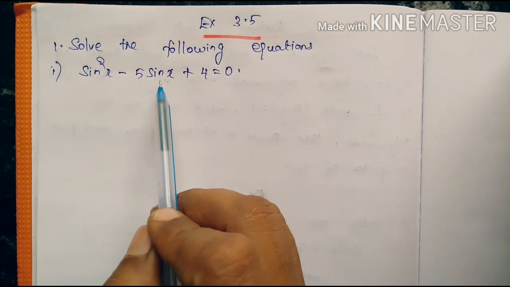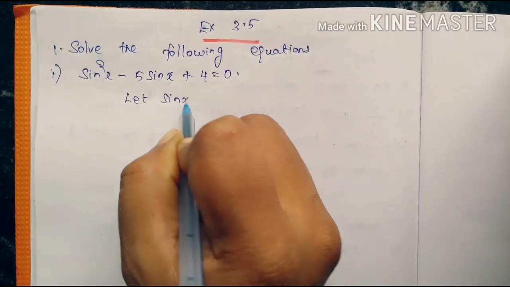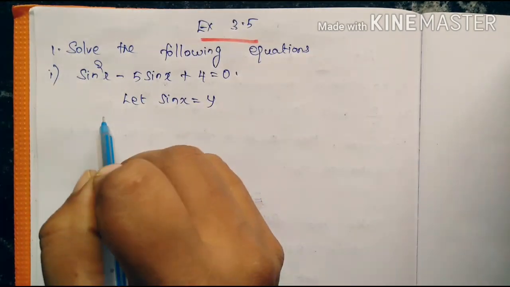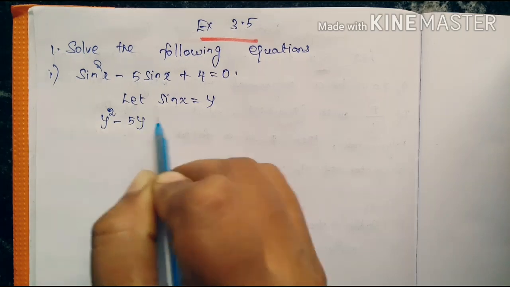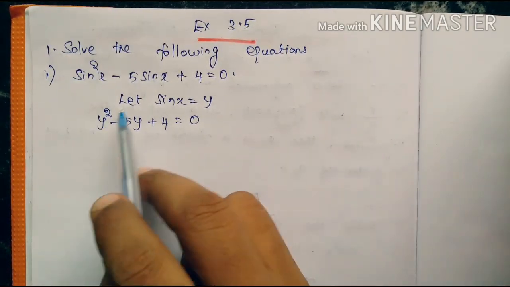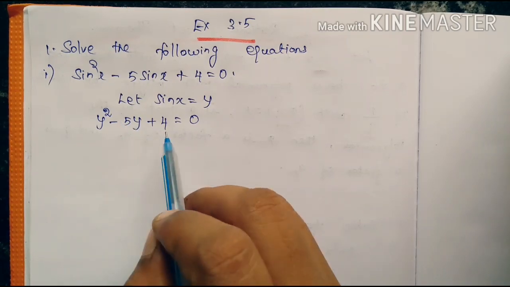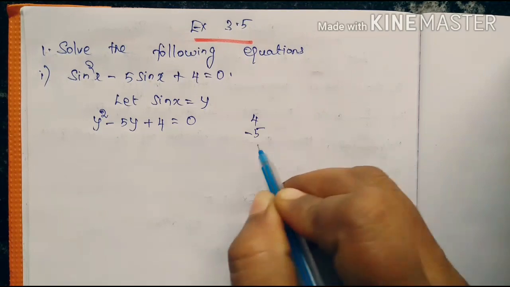So I am replacing this sin x by y. So let sin x is equal to y. So we can write here y square minus 5y plus 4 is equal to 0. Now this is a quadratic equation. So here the product is 4 and the sum is minus 5.